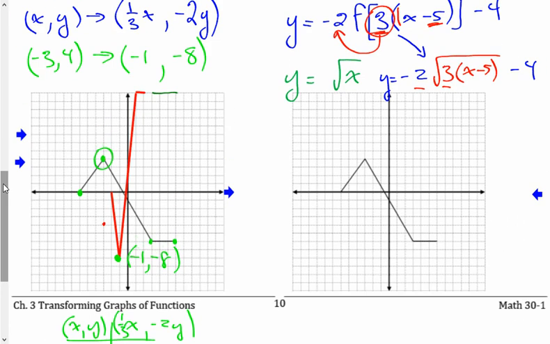I would like to push understanding the stretches, reflections, translations, so I generally don't, but you don't have to do it my way. There's more than one way to do it. Questions?